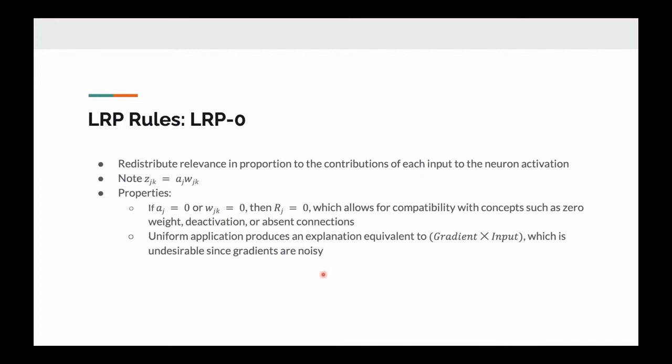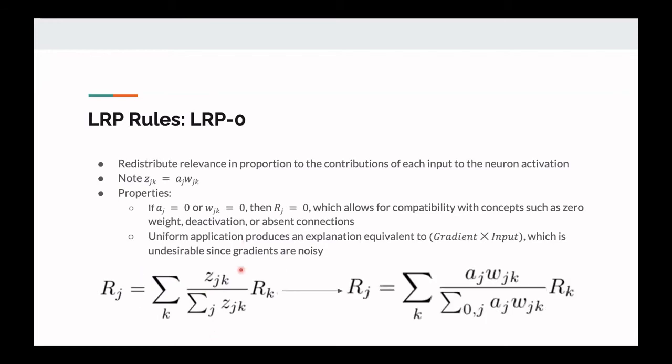We'll see a uniform application of this rule later on when I turn it over to Surinda for the actual image examples. But it winds up being equivalent to the gradient times the input, which is undesirable since, as we already mentioned, the gradients are typically very noisy. So this is the general LRP equation that we had in the previous slide. And here, all we're doing to get the basic rule on the right is just substituting in the activations times the weights for this Z score.